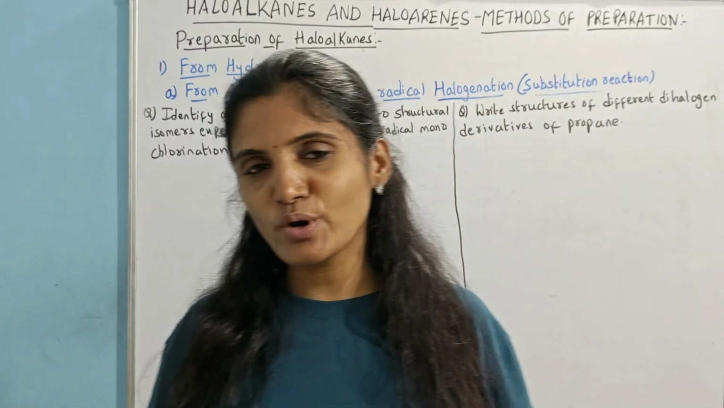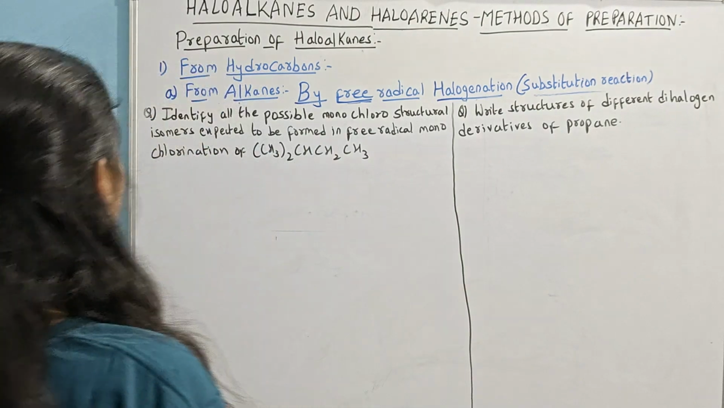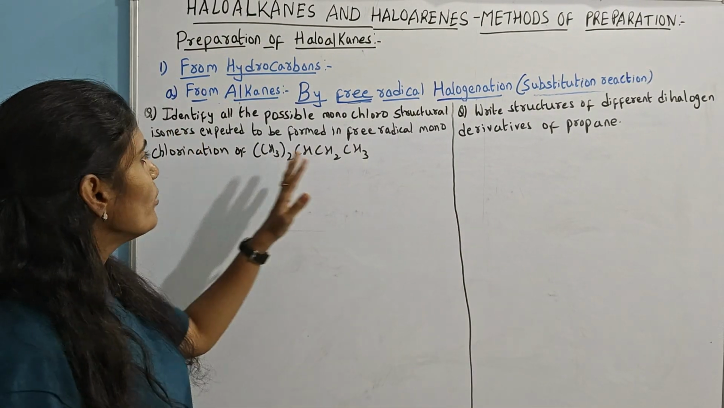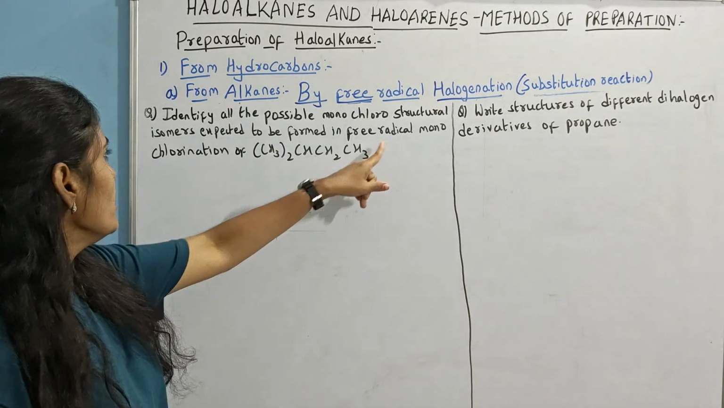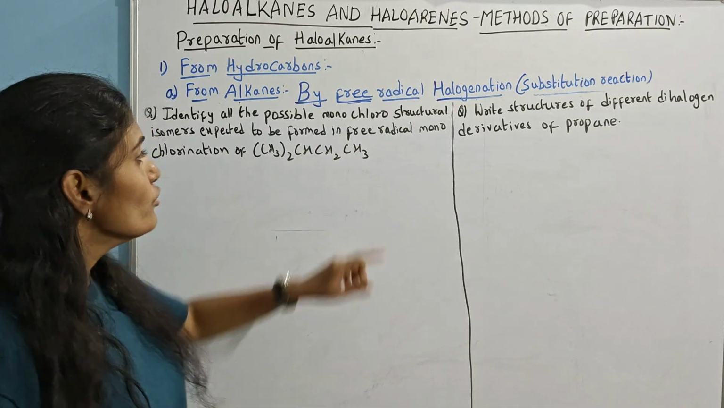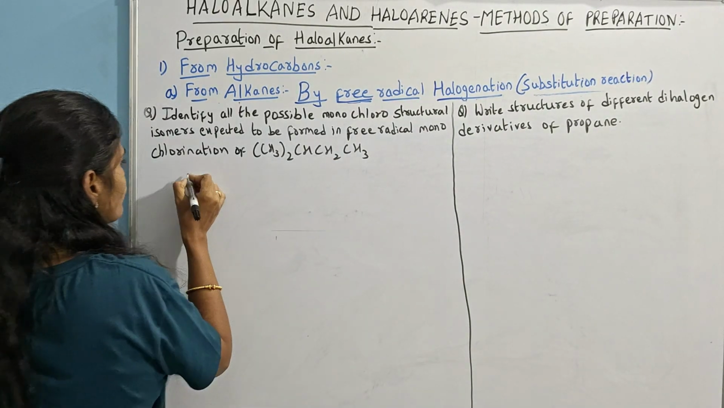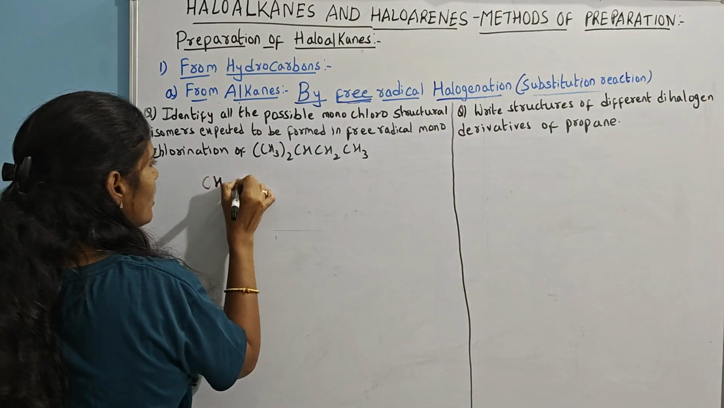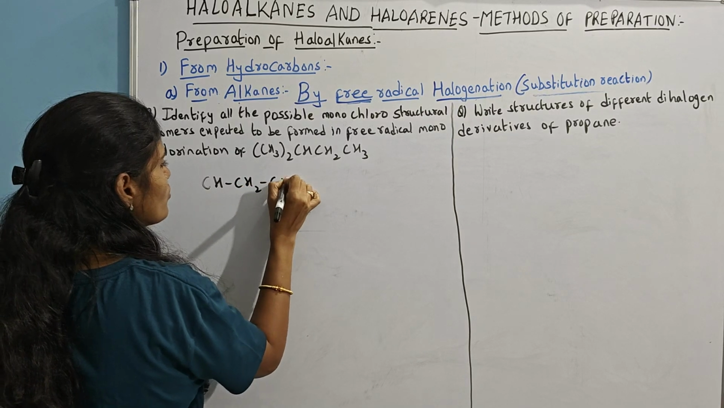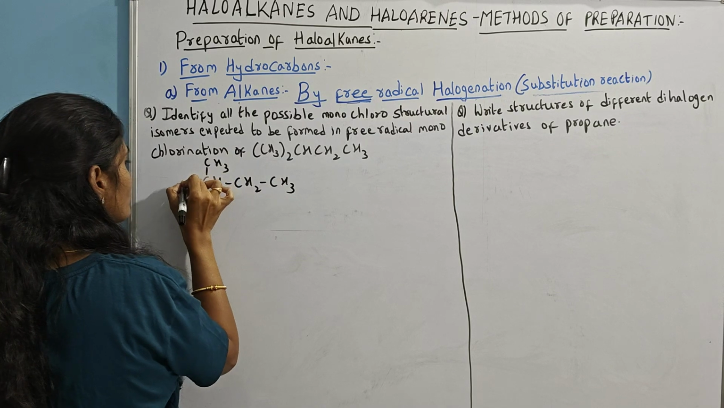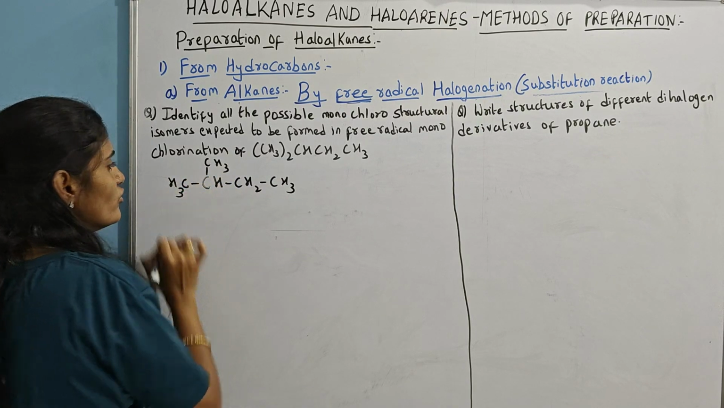Let us see two questions to understand this concept better. Identify all the possible monochlorostructural isomers expected to be formed in free radical monochlorination. So I have to do free radical monochlorination of this compound. Let me expand and write it: CH3, CH2, CH3, and I have two methyl groups on this carbon, so CH3, CH. So this is my compound.